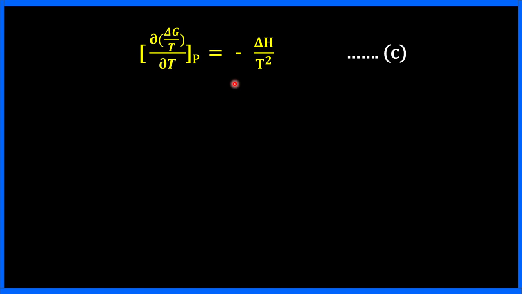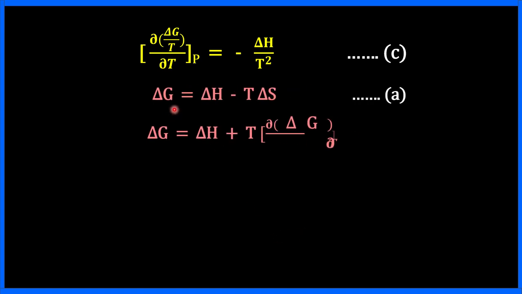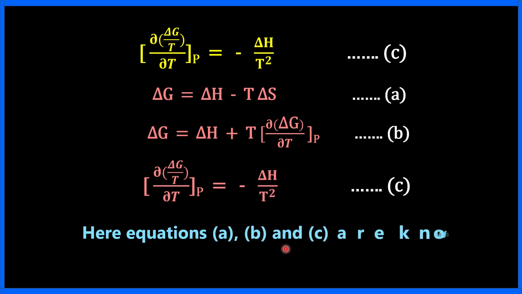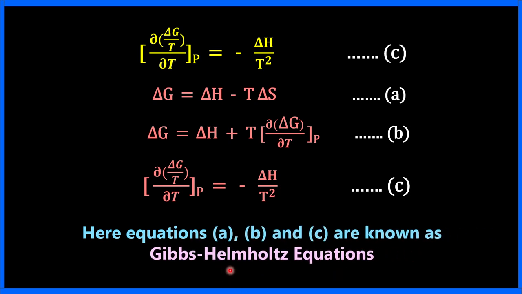So we get three forms of Gibbs Helmholtz equations, namely delta G is equal to delta H minus T delta S, equation A. Delta G is equal to delta H plus T into del of delta G by del T at constant P, equation B. And del of delta G by T by del T at constant P is equal to minus delta H by T square, equation C. Here these three equations, equation A, equation B and equation C, are known as Gibbs Helmholtz equations.